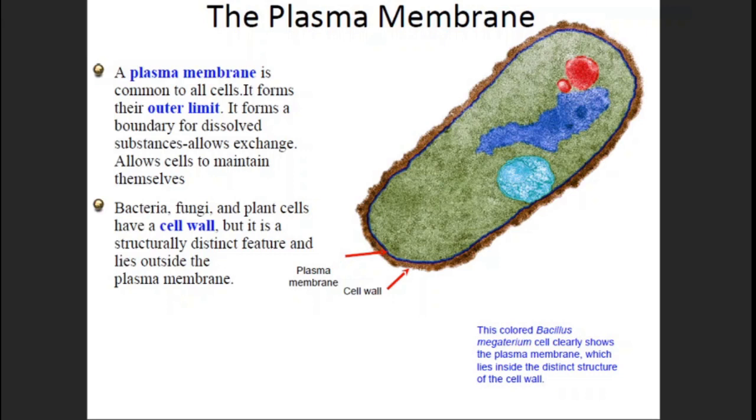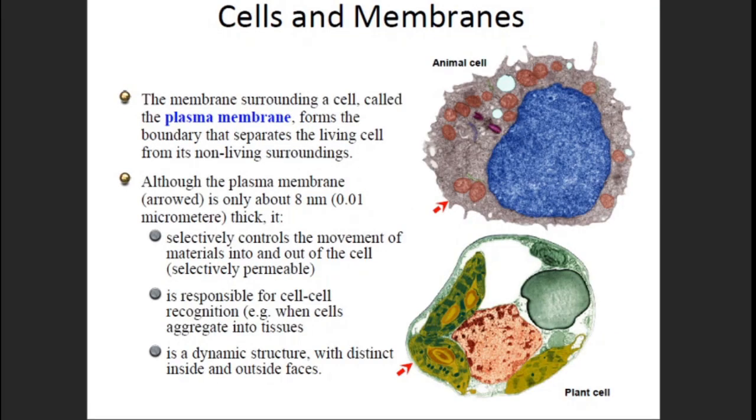Cell wall we have already discussed. It has a different function. It gives structure and protection to the cell, while the plasma membrane selectively allows some molecules to move across the membrane. So every living cell must have a membrane. Cells and membranes. The membrane surrounding a cell is called the plasma membrane. It forms the boundary that separates the living cell from its non-living surroundings.